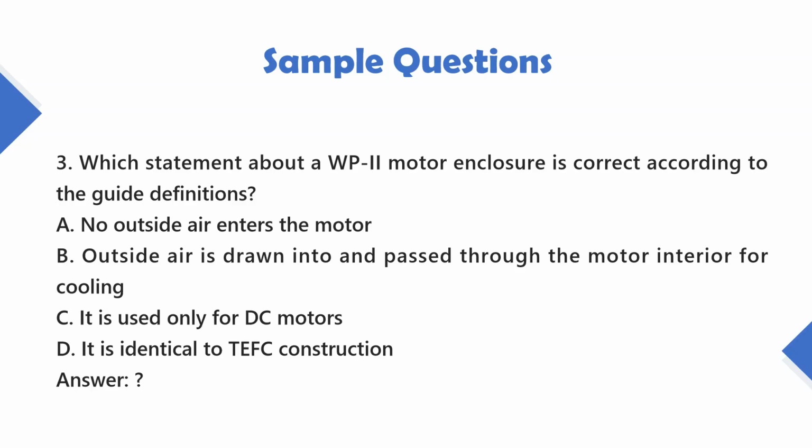3. Which statement about a WP2 motor enclosure is correct according to the guide definitions? A. No outside air enters the motor. B. Outside air is drawn into and passed through the motor interior for cooling. C. It is used only for DC motors. D. It is identical to TEFC construction.